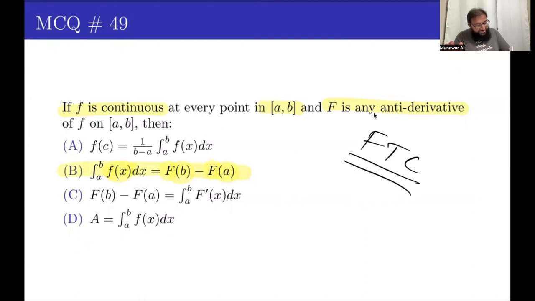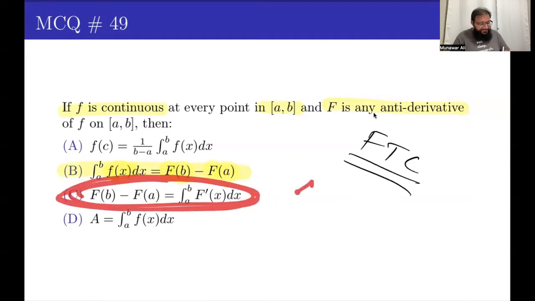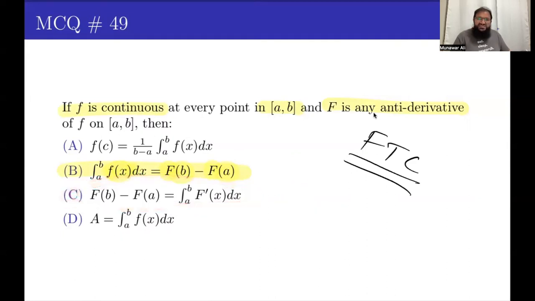So let me tell you, this is your function, this is its antiderivative, and this is evaluated at the upper limit, and this is evaluated at the lower limit. That's your answer. And the rest of the options are not okay. This option seems to be a bit tricky, but it is not matching with the standard fundamental theorem of calculus. That's why we are not going for that.